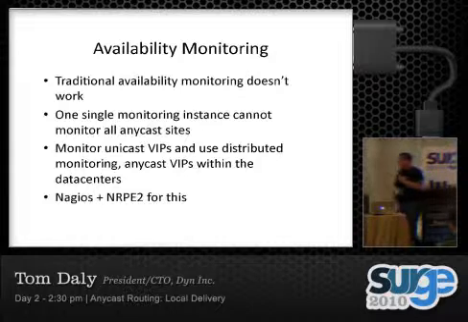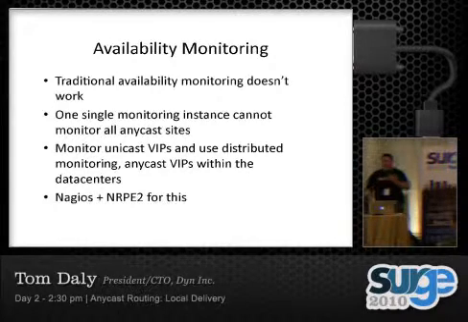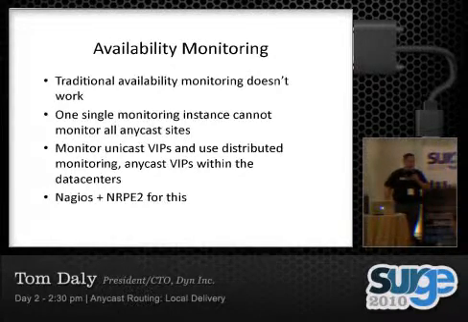So, I just talked about availability monitoring as well. I'll point out that a remote plugin executor, like NRPE2 for Nagios, really helps with this, because you can still monitor all these Anycast VIP heads at different data centers by getting your check originating from within that data center.